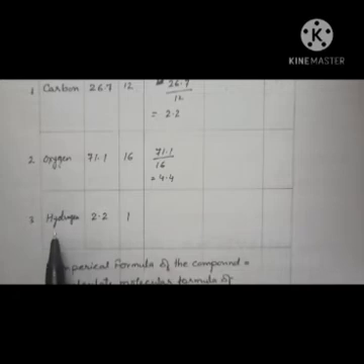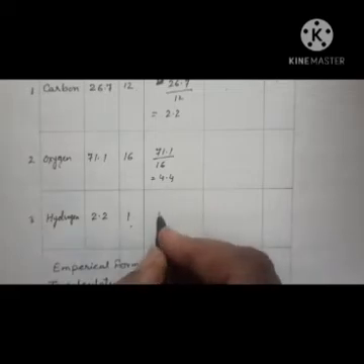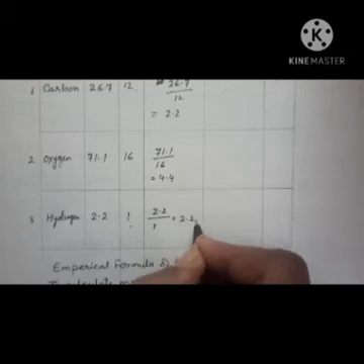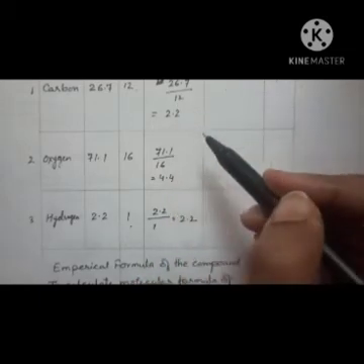Now the third one is hydrogen. Atomic percentage is given as 2.2, and atomic mass is 1. So simply, the relative number of atoms you will find by dividing the percentage by the atomic mass. So what's your answer? 2.2. Okay, now just look here.